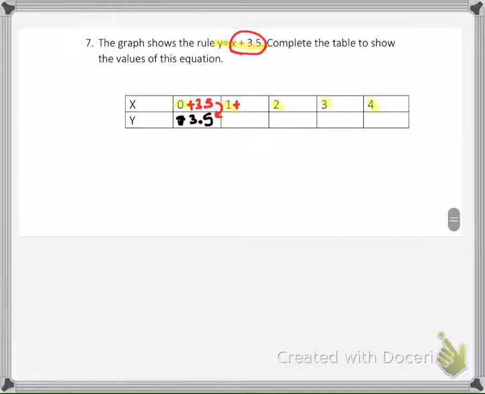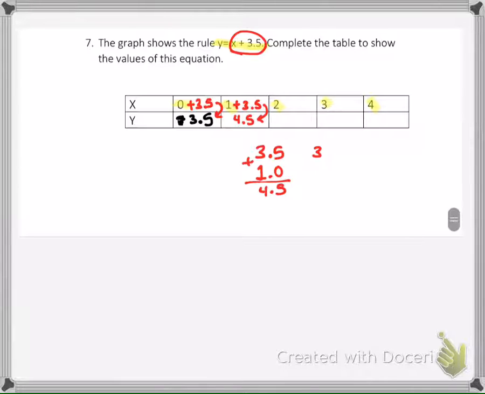Well, what happens if you add 1 plus 3.5? Notice that 3.5 is a decimal, and 1 is a whole number. So make sure you please line up those decimals correctly, and then you put the 1 in front of the decimal point. Fill in a 0 if you need to, so that your decimals are lined up, and then add correctly. So you'll end up with 4.5 for the y coordinate.